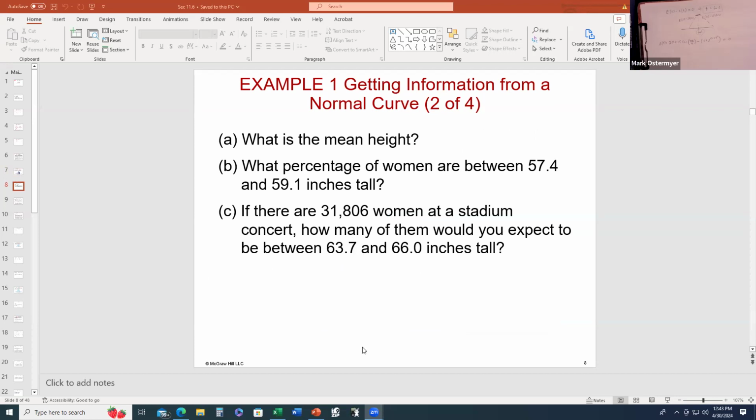Now, how do you take a percent of a number? Change the percent to a decimal by shifting the decimal point 2 places to the left, so 0.303. And then you'd have to multiply it by 31,806 women. Go ahead and do that, and somebody tell me, of the 31,806 women, how many of them would be expected to have a height between 63.7 inches and 66 inches? Somebody dial that up and tell me.